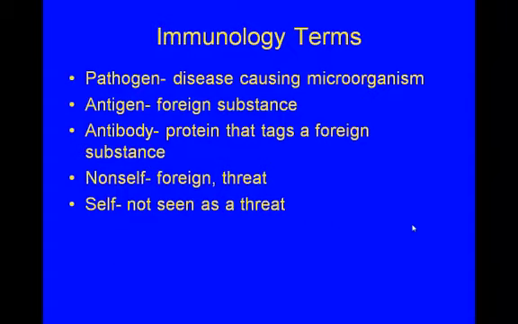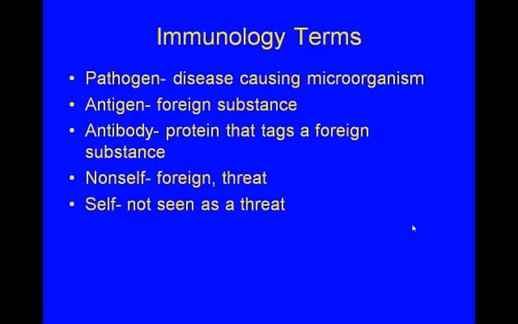All right, now we're going to be moving on into the body defense portion of this chapter, the immune system. So we're going to get some basic terms to start you off. A pathogen is any disease-causing microorganism. An antigen, remember, is one of those glycoproteins. It's a protein found on the cell surface.